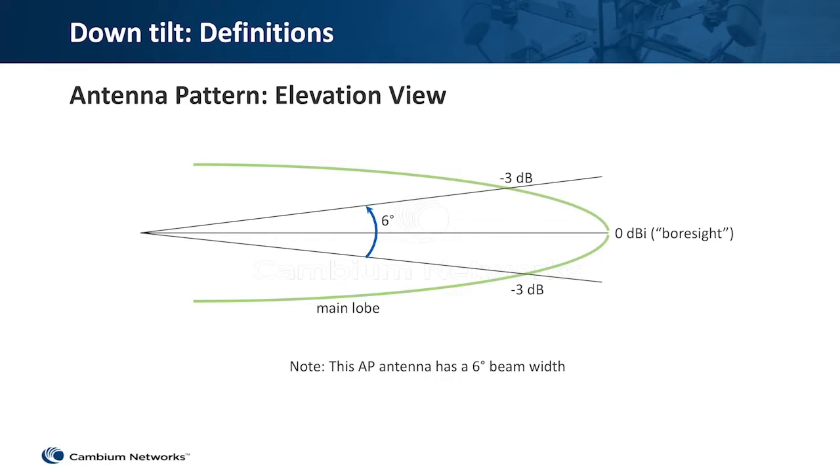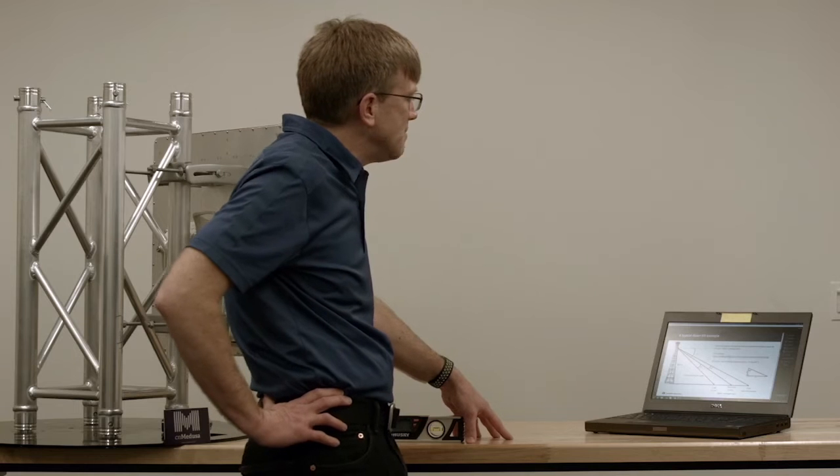Notice that the bore site, 0 dBi, we're not going to talk about gain today. That's our frame of reference or our reference point. We'll call that 0 degrees. And we're going to measure the beam width of the antenna, and that's just the angular measurement between the 3 dB down points. You'll notice that this antenna has a 6 degree beam width, so it's plus or minus 3 degrees to the 3 dB down points. So again, we're trying to place the main lobe in the area where you want the best coverage.